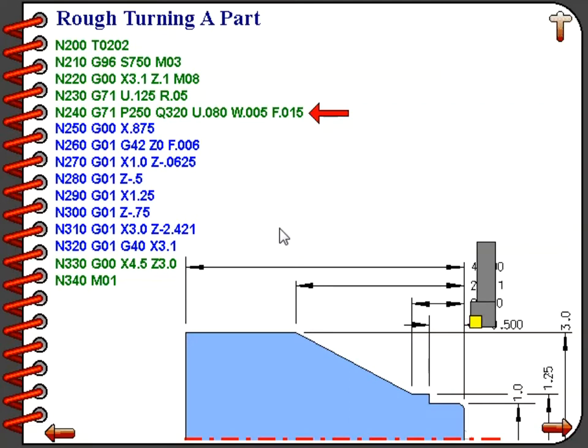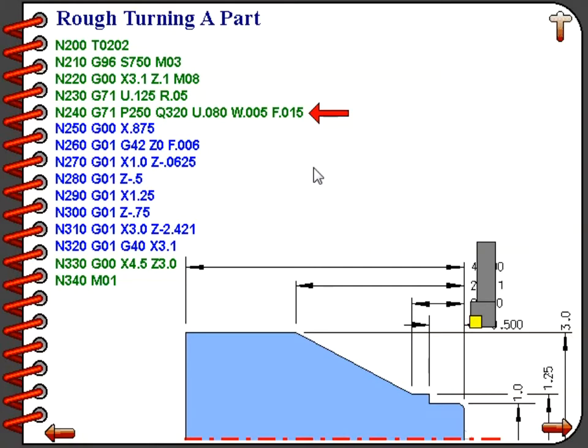So we use Q320. The finishing stock allowance for the diameter of the part is specified with the U word. In our case, it's U 0.080, which would leave the part 80 thousandths larger in diameter. That would mean a 40 thousandths per side depth of cut for our finishing operation. The W word, W 0.005, specifies that 5 thousandths of finishing stock will be left on all faces. And that feed rate there of F.015 is our roughing feed rate.